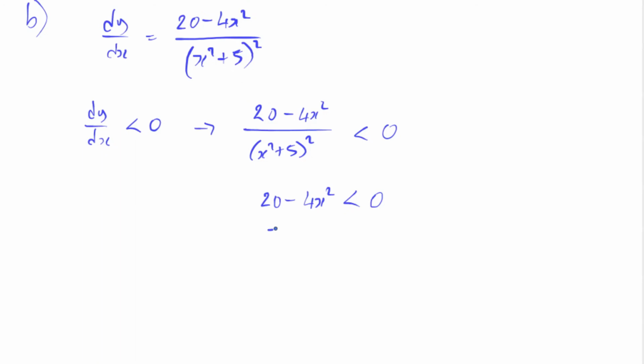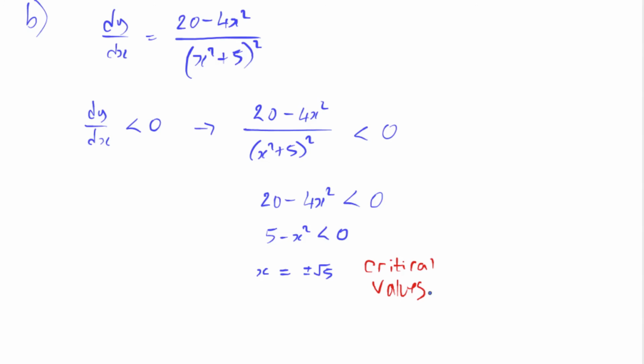Dividing everything by 4, we get 5 minus x squared is less than 0. So x equals plus or minus root 5. These are what's known as your critical values. They're not your final solutions. These are your critical values.